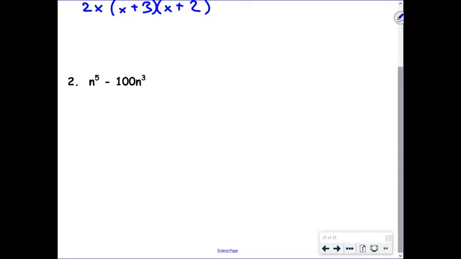If I look at number 2, what can I do first? Greatest common factor. I can pull out an n to the third. What do I have left? N squared plus or minus 100. At this point, you'd be tempted to stop here, but you can't. You have to keep on going.